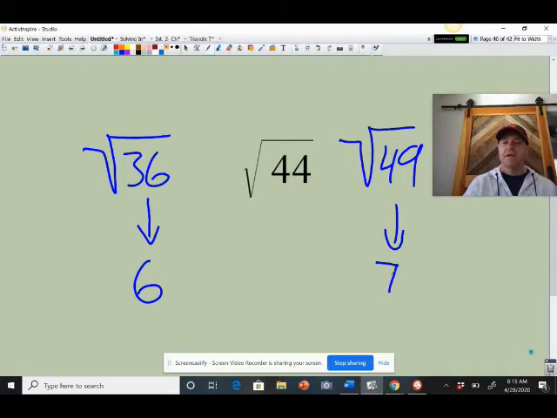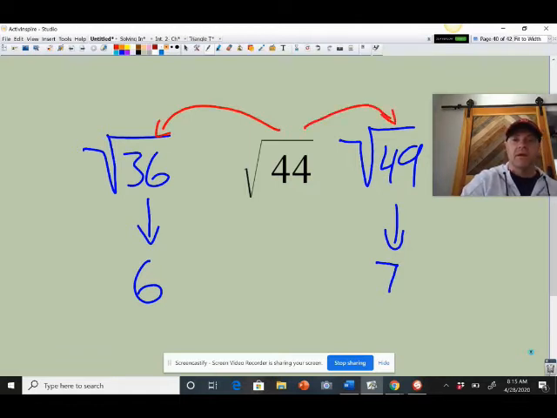And your job is to find out, is it closer to one or closer to the other? So what I like to do is see how many away it is from each one of these. I know that it is going to be 8 numbers away from the square root of 36. And it looks like it's only 5 numbers away from this. 44 plus 5 is equal to 49. So that tells me that the square root of 44 is closer to the square root of 49. So my answer is going to be closer to 7 than it is to 6.